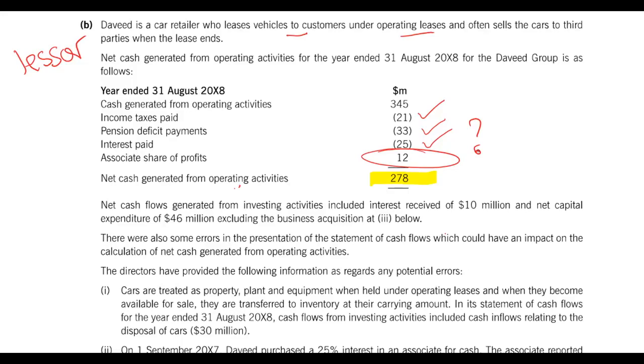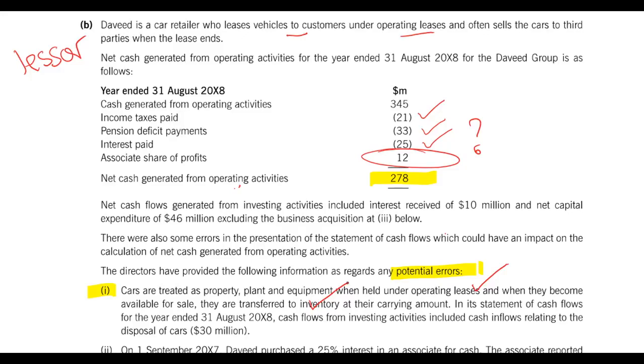Now we know that there are some other errors, and the directors are providing you with information about these potential errors. Let's have a look at note number 1 first. This is telling us that cars are treated as PPE because when they're leased out under operating leases, the risks and rewards don't pass. We keep them as our asset. That is absolutely correct. And when they become available for sale, we start trading in them. They're transferred to inventory. That is correct.